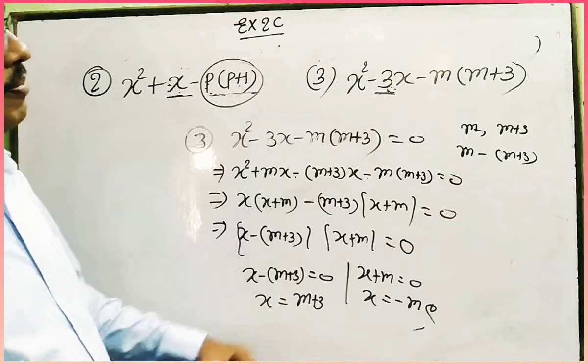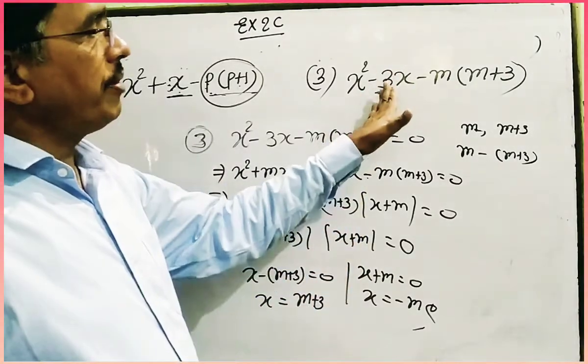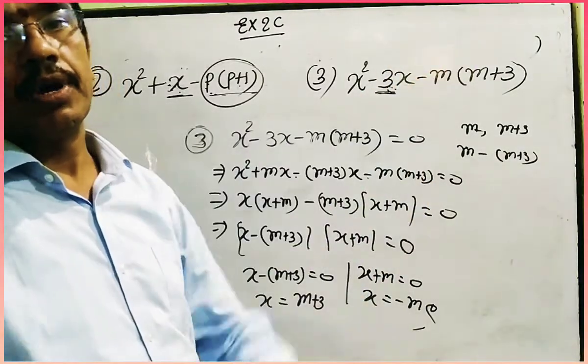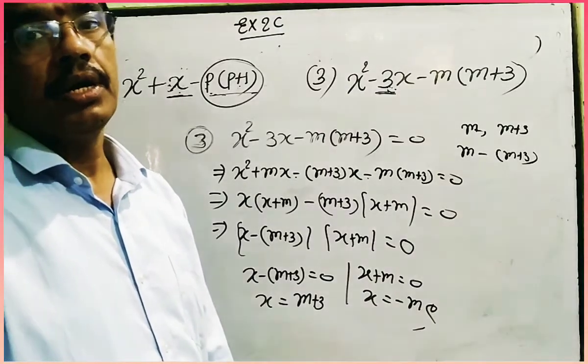So dear student, by middle splitting, we can find the value of x when you write is equal to 0, and it is the zeros of the equations.